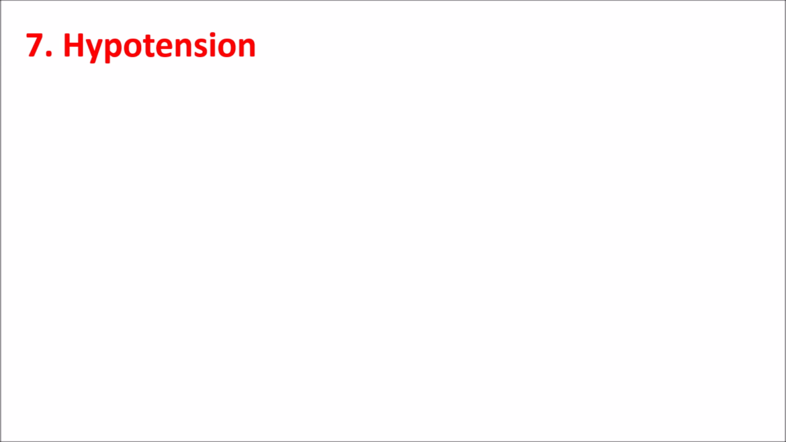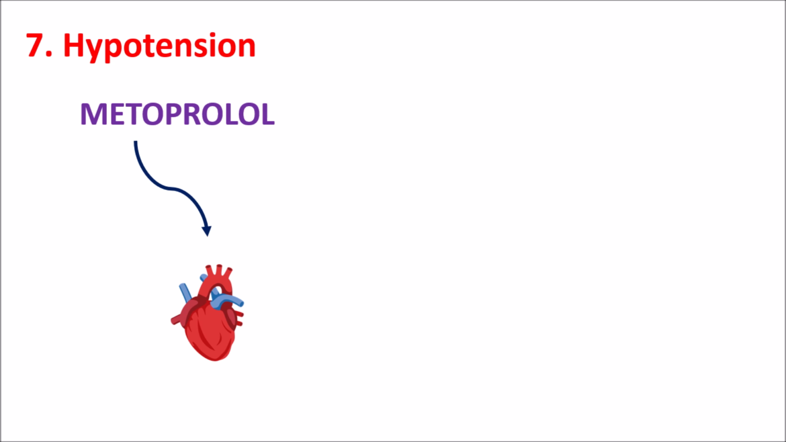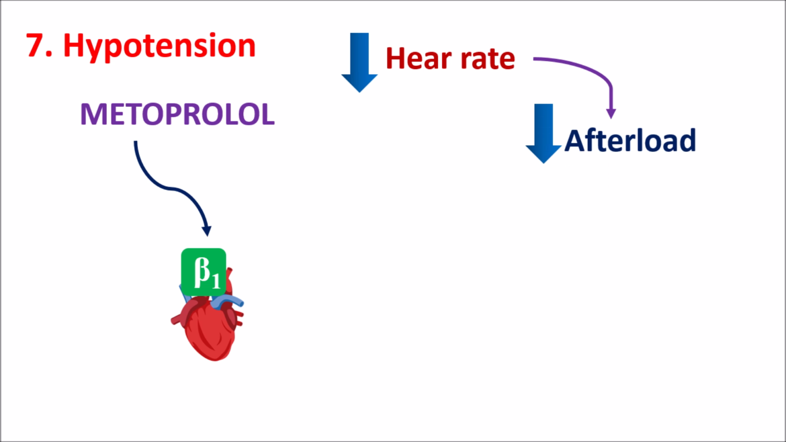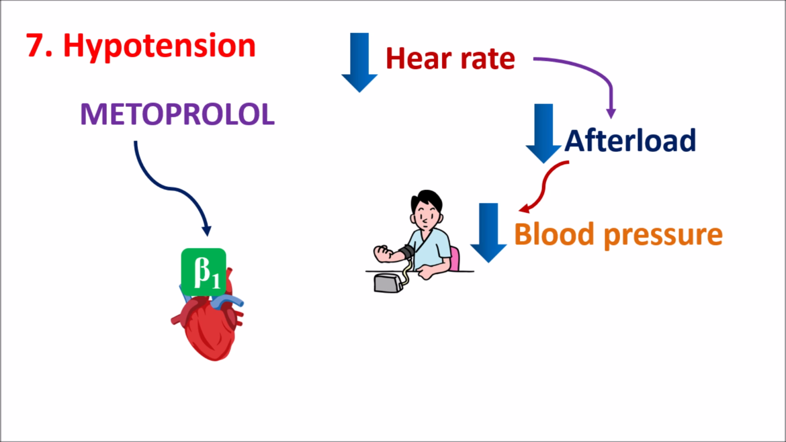Seventh one, hypotension. We have discussed that metoprolol can be used to treat hypertension. How is this drug going to reduce the blood pressure? By acting on the cardiac system. Since metoprolol acts on the heart, it can block the beta 1 receptors. When these receptors are blocked, it results in a decrease in the heart rate. As the heart rate is reduced, it can reduce the afterload, the pumping pressure. When this pumping pressure is reduced, it can reduce the blood pressure. In this way, metoprolol can reduce the blood pressure by indirectly reducing the heart rate.